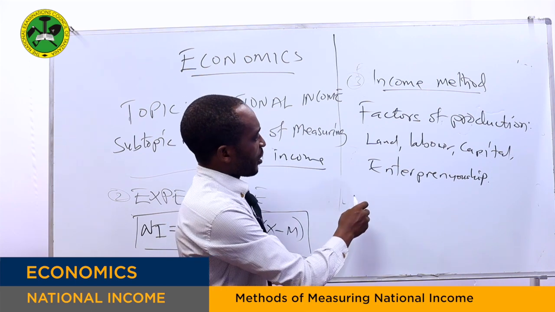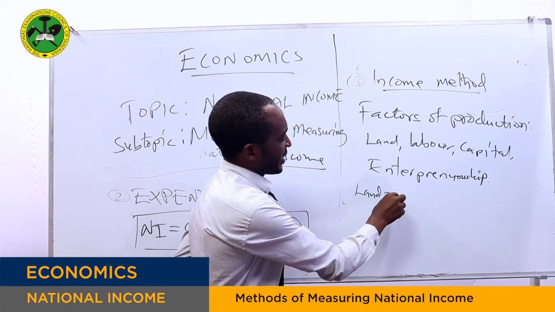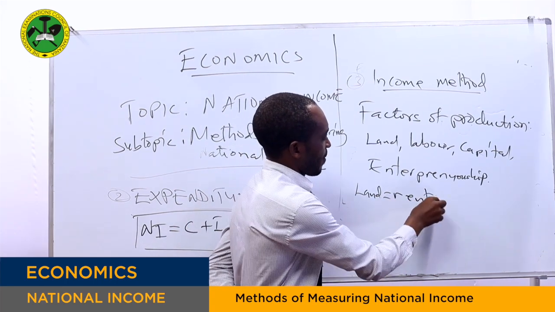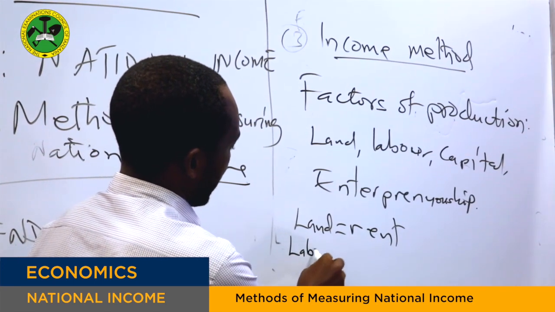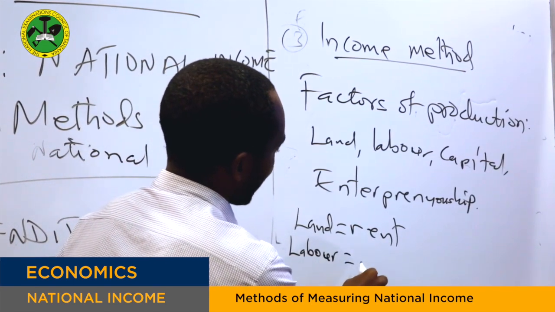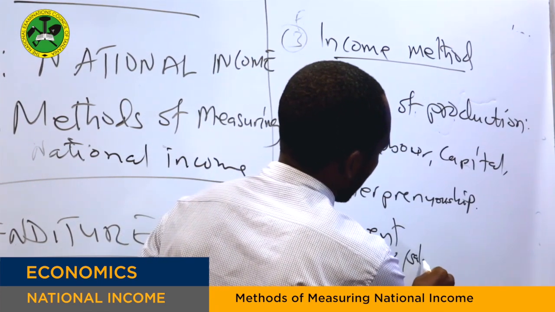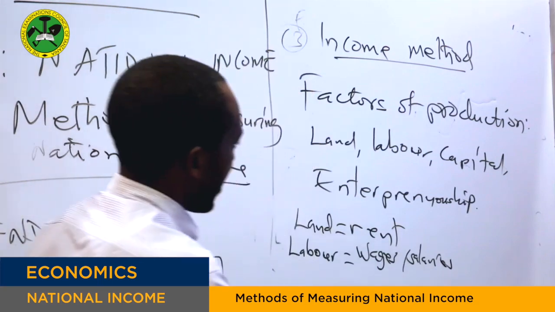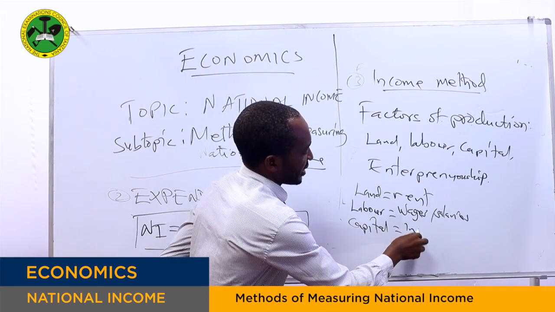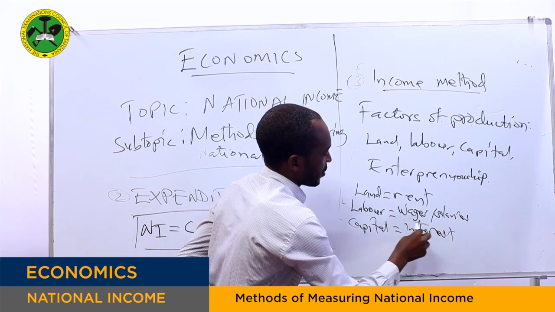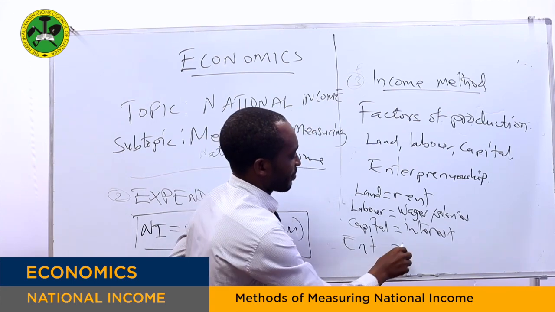Now, we know the income from land is rent, and the payment we make to labor is wages or salaries, and for capital it is interest, and for the entrepreneur it is profit.